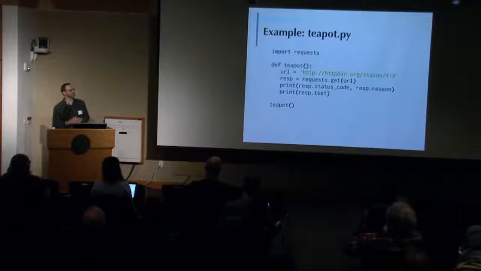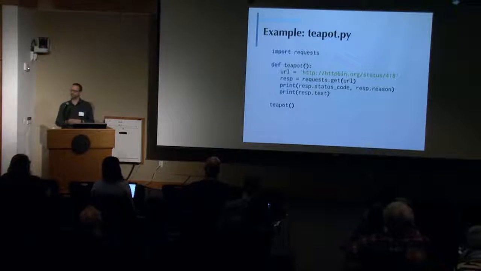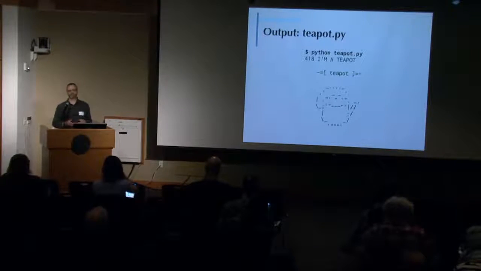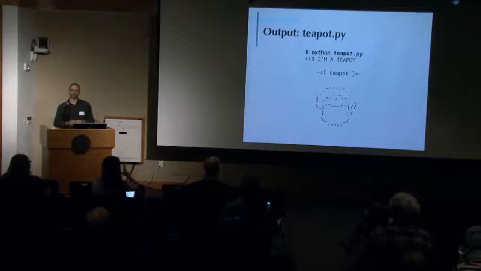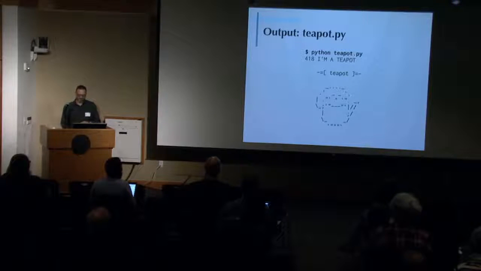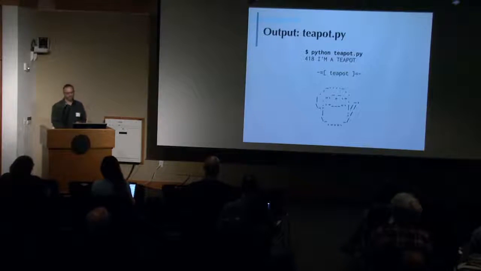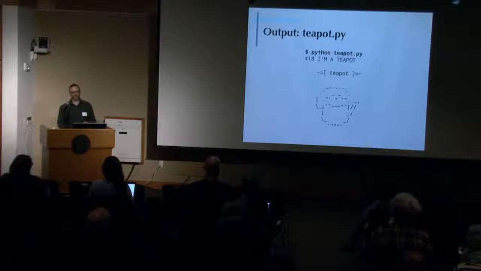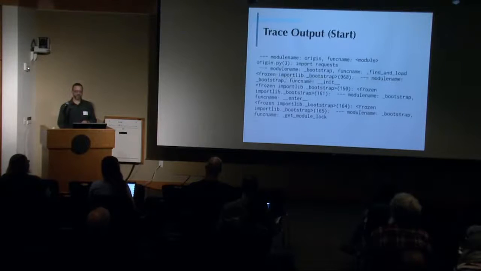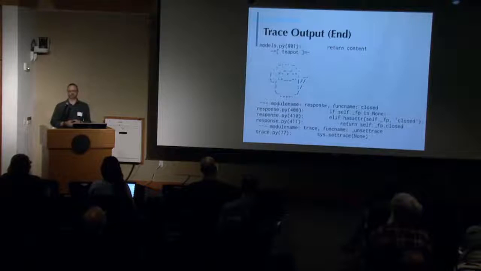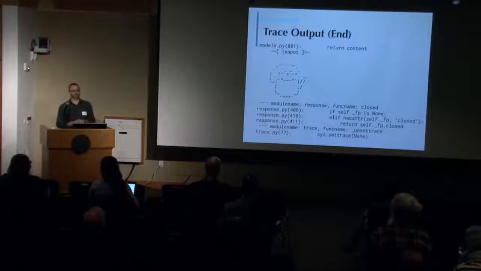So another simple example, we're going to make an HTTP request using the requests package. And this one is going to hit an endpoint that's going to return the 418 I'm a teapot status code. Gives you a nice little ASCII representation of the teapot. And so if we trace this one, same way, -m trace, we get similar output. This is the start of the output, and then if we scroll to the end, you can see the teapot there in the end.